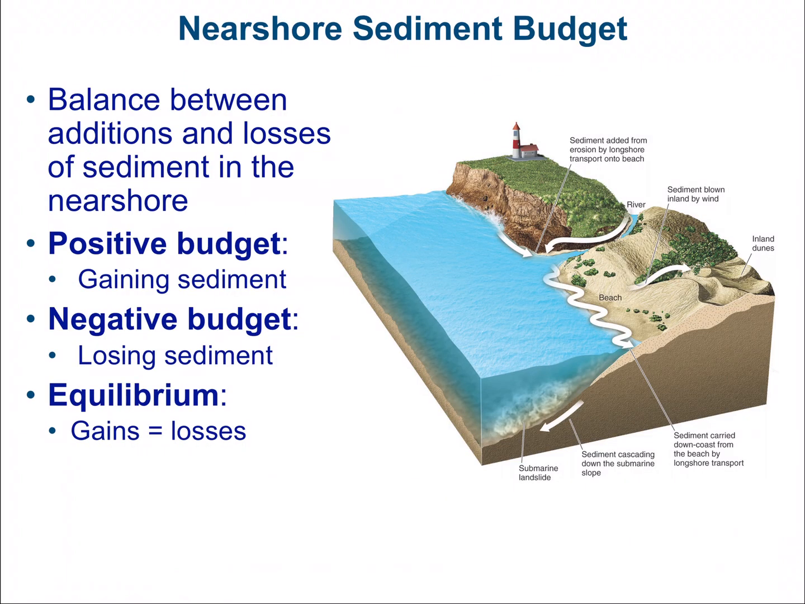So there's a balance between addition and losses of sediment in the near shore. We say we have a positive budget if I'm gaining sediment. There's a negative budget if you're losing sediment, and you're at equilibrium if the gain equals the loss. And this figure shows you how sediment can be added from erosion by longshore transport onto the beach. Sediment could also be blown inland by the wind. Sediment could be carried down the coast from the beach by your longshore transport.